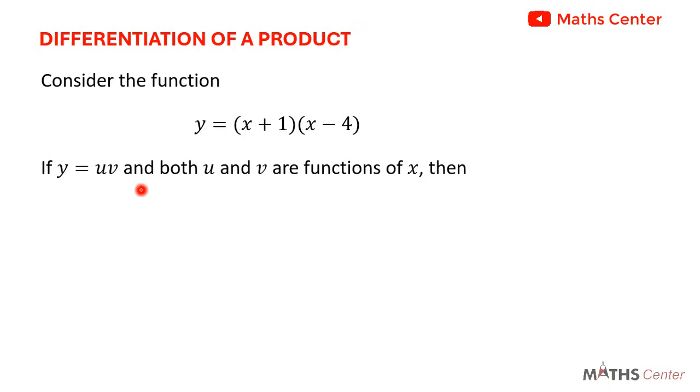Let's say that we have a function of the form y is equal to uv, or y is equal to u times v, where both u and v are functions of x. So you have two functions of x multiplying just as we have here.